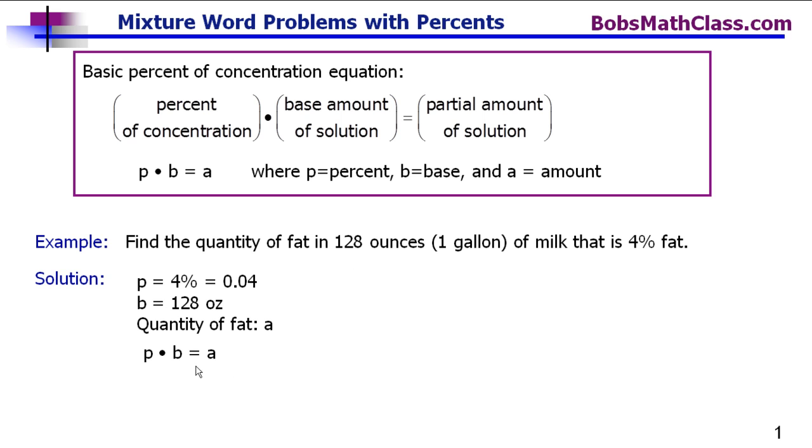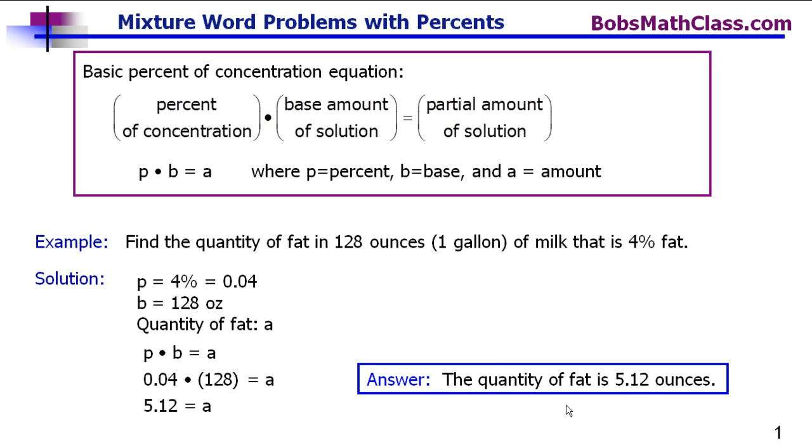Write down our equation. Percent times base equals amount. So 0.04 times 128. Either use a calculator or do some arithmetic on paper. Don't forget to move the decimal point over 2 places to the left in your answer. So our answer is 5.12, 2 places because the 0.04 has 2 numbers to the right of the decimal point. So the quantity of fat is 5.12 ounces. So in 1 gallon of milk, we have just over 5 ounces of fat.